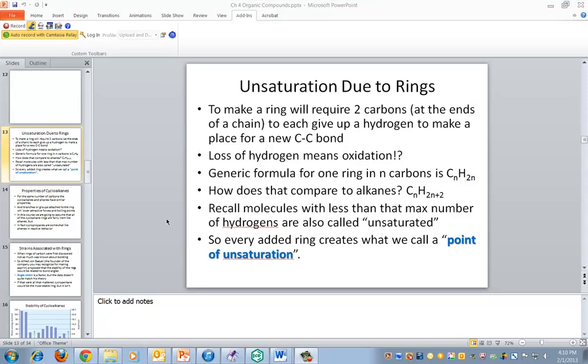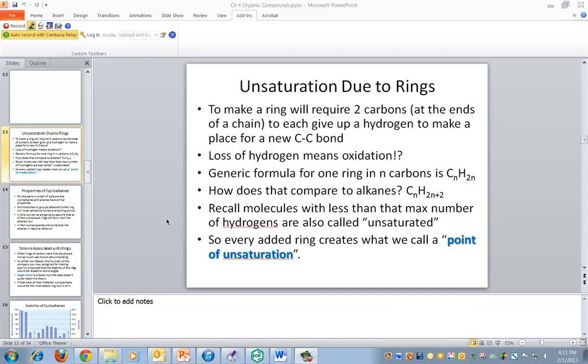Okay, I'm going to complete Chapter 4 with a discussion about the cycloalkane rings. To start with, cycloalkane rings, in order to make a ring, require that you take a hydrogen off either end of a chain to make a new place where you can make another carbon-carbon bond. And anytime you lose hydrogen, you're doing some kind of an oxidation on the carbon in question.